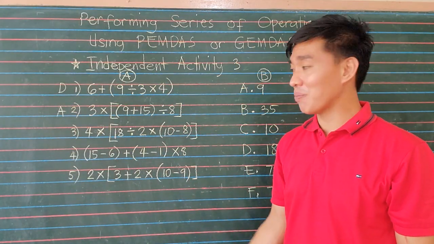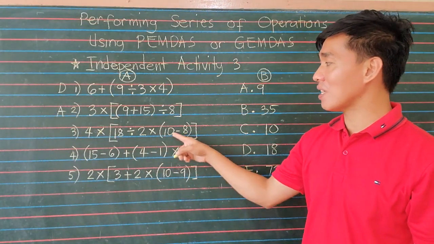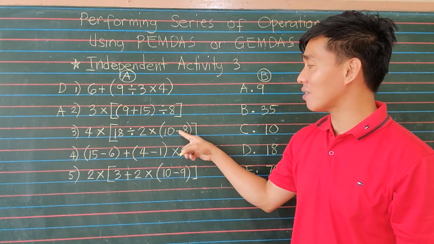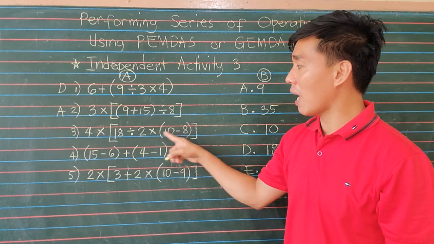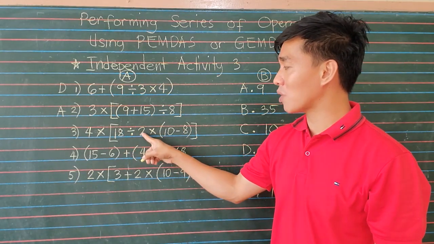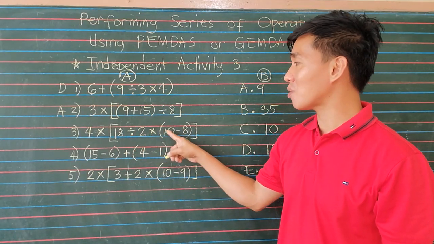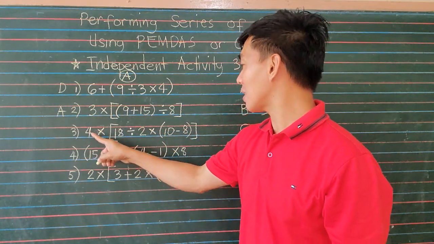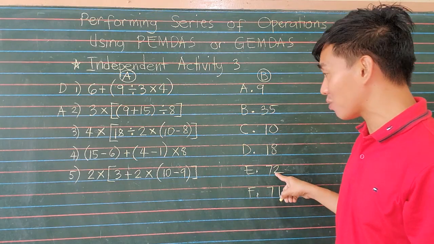Let's proceed to item number 3. For item number 3, inside first the parentheses or innermost, so 10 minus 8, that is equal to 2. Now, 18 divided by 2, that is 9. 9 times 2, that is equal to 18. Now, 18 times 4, that is equal to 72. That's letter E.